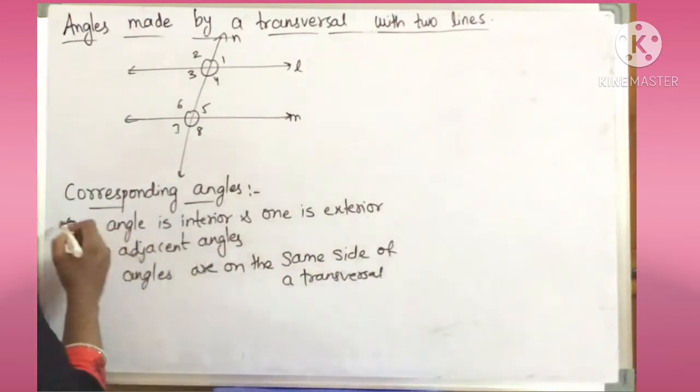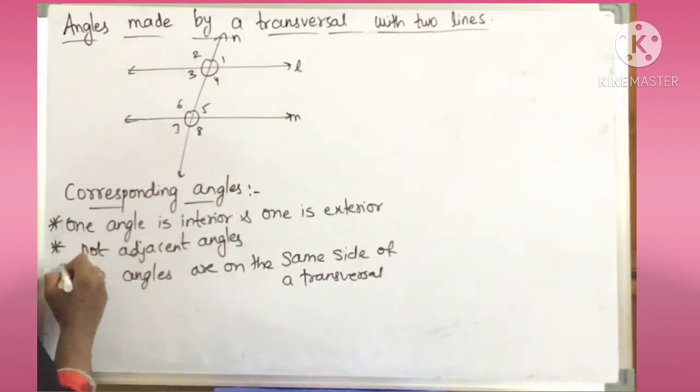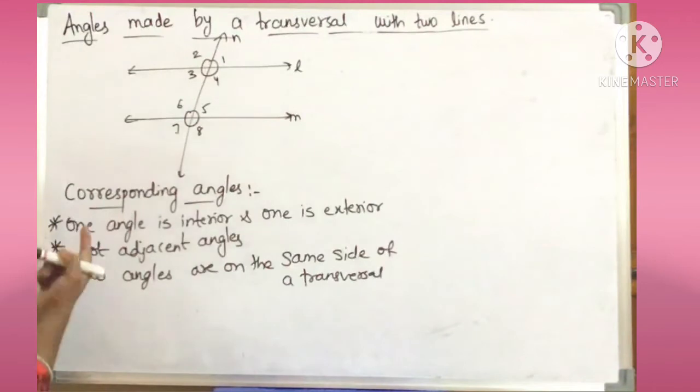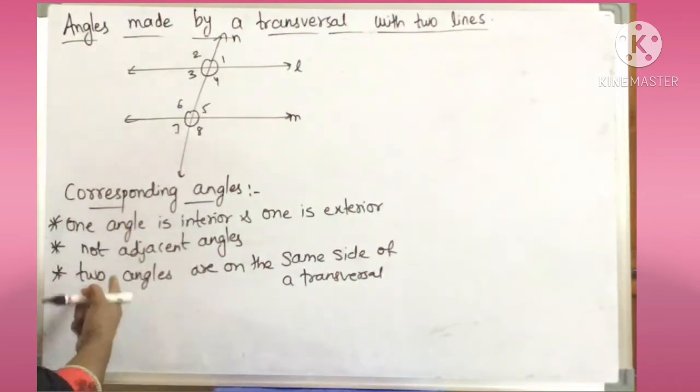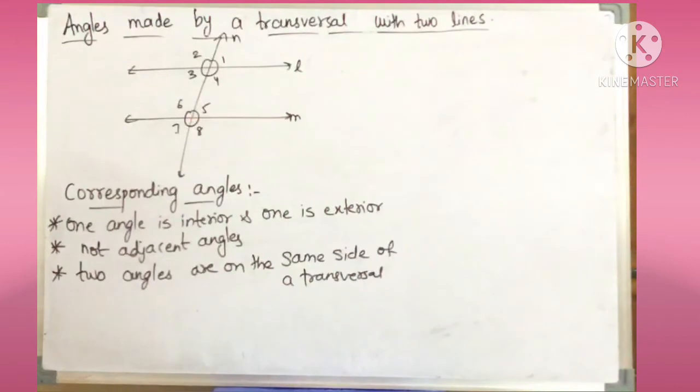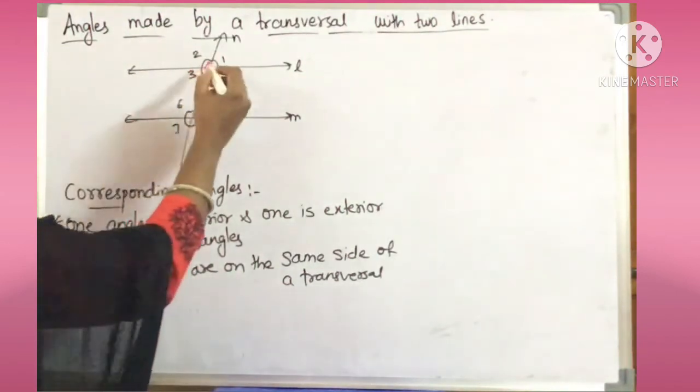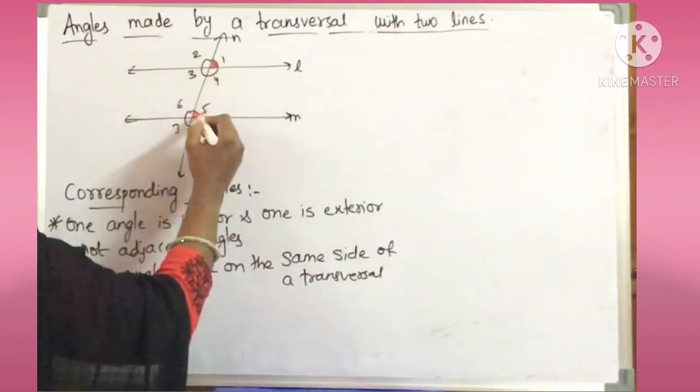So these are the three conditions for corresponding angles, children. Once again I am explaining. One angle should be interior and one angle should be exterior, and they should not be adjacent, and the two angles are on the same side of a transversal. If you see the figure here, I can take 1 and 5.